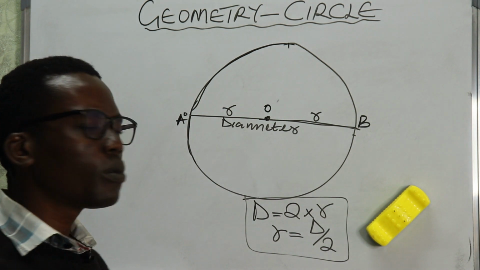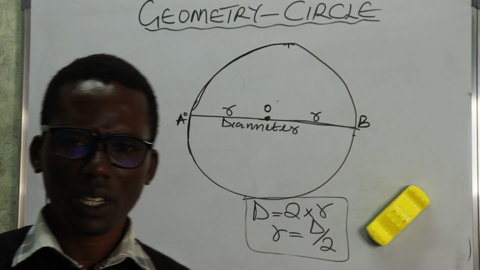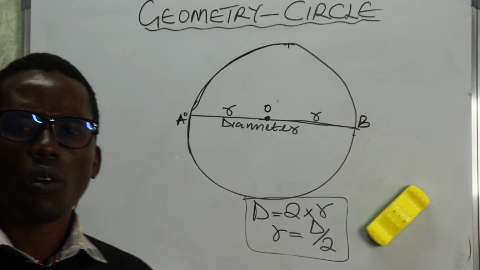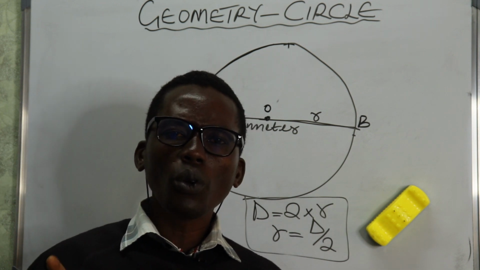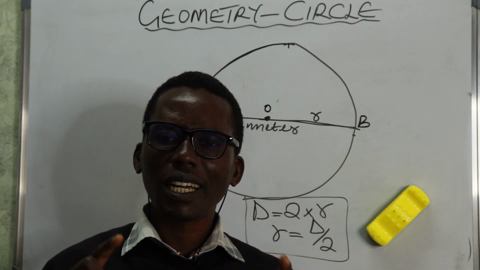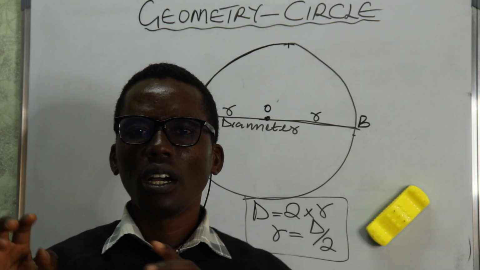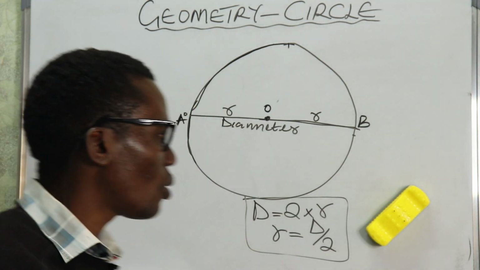Now somebody will come to tell you about the chord of a circle. What is the chord of a circle? The chord of a circle is a line that joins any 2 points P and Q on the circumference of a circle.